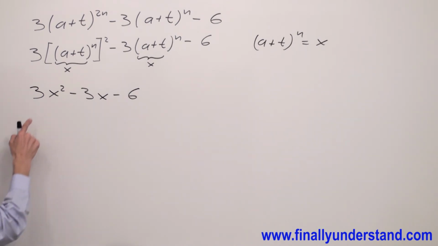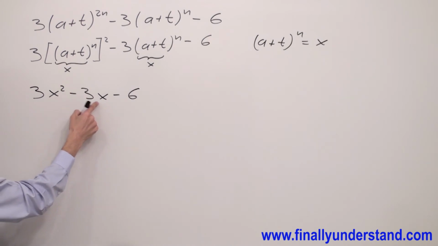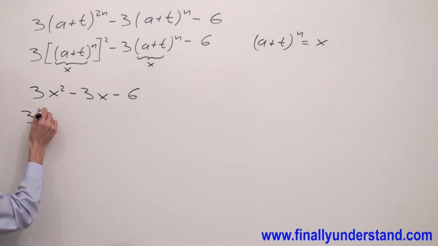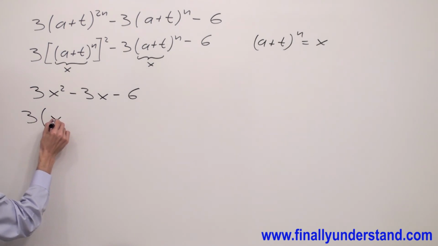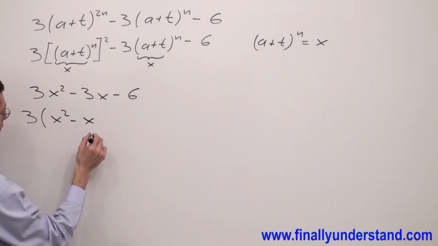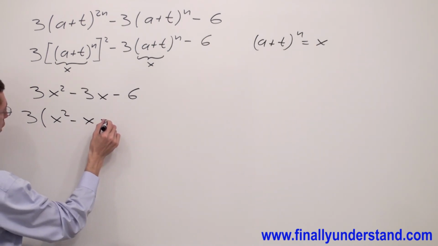And look at the coefficients. We have 3, 3, and negative 6. All of them are divisible by 3. So what I'm going to do, I'm going to factorize 3 first. And inside of the parentheses, I'm going to have x squared minus x minus 2.